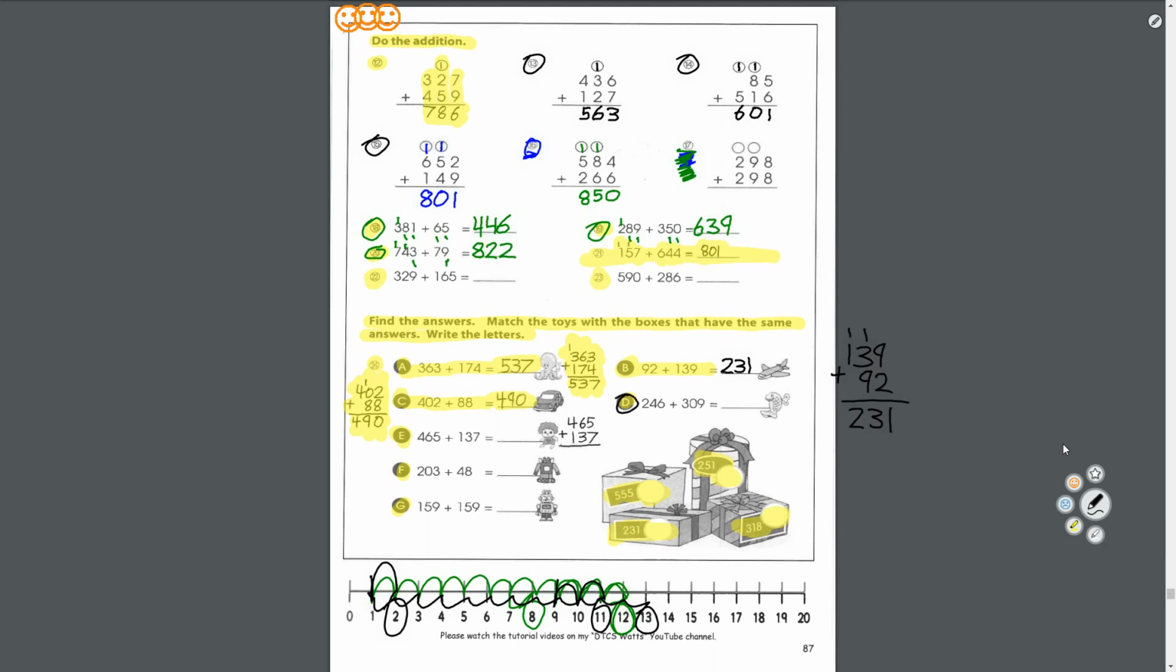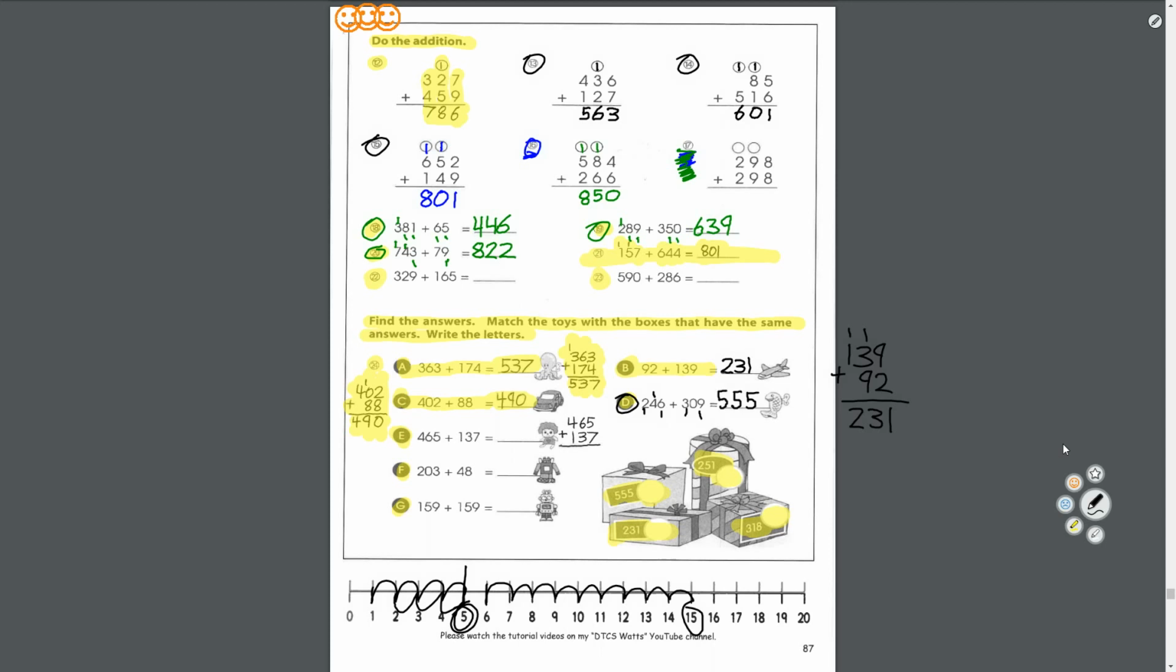So we're on D. 246 plus 309. Start in the ones place. 6 plus 9. 6 plus 1, 2, 3, 4, 5, 6, 7, 8, 9 equals 15. 5 in the ones place. Carry the 1 above the tens. 1 plus 4 plus 0. 1 plus 1, 2, 3, 4 plus 0 equals 5. 5 in the tens place. And now the hundreds. 2 plus 3. 2 plus 1, 2, 3 equals 5.